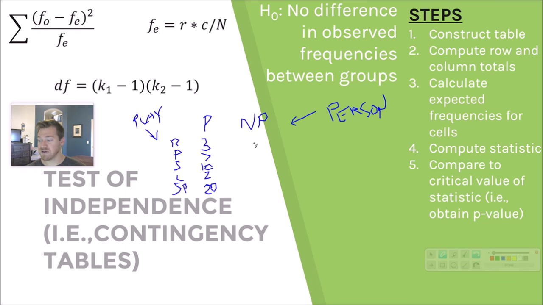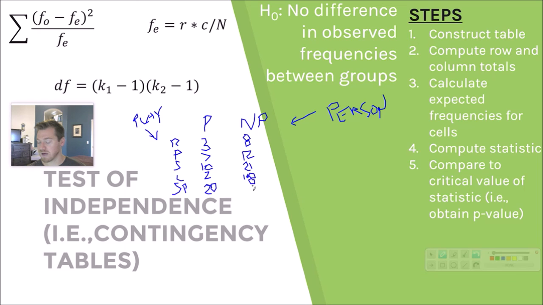Then you have the non-physicists that you watch play, and you see that they play rock 8 times. Of the times you saw non-physicists play, they play paper 12 times, scissors 21 times, and lizard 18 times.